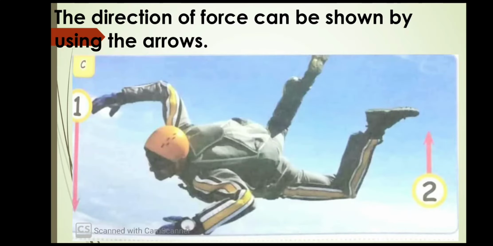The direction of force can be shown by using arrows. As you can see in the picture, there is a parachutist and there are two arrows. The first arrow defines the first force acting on the parachutist. The first force pulls the parachutist down and the second in the opposite direction.